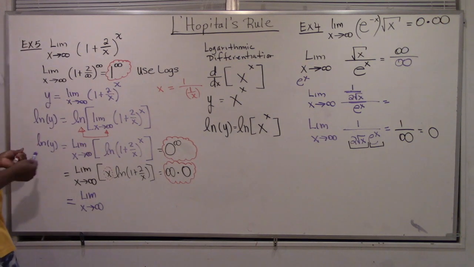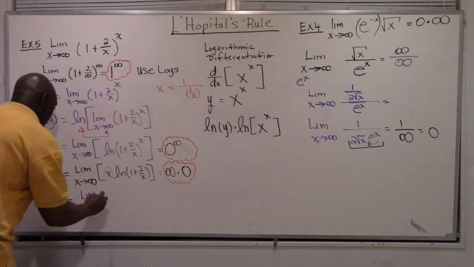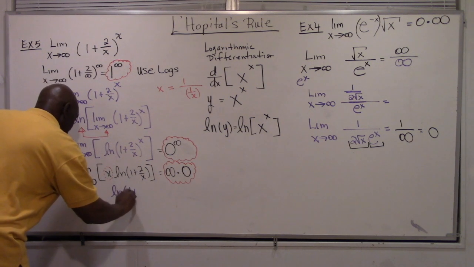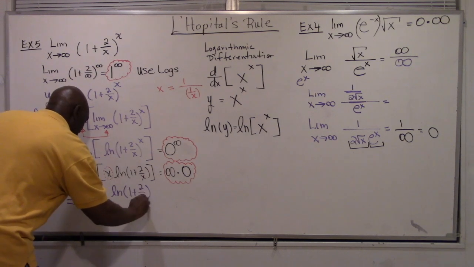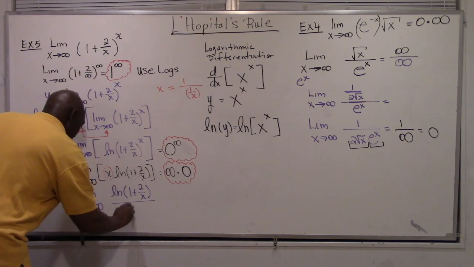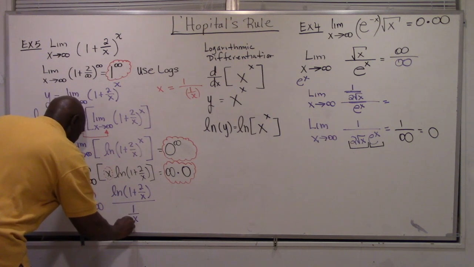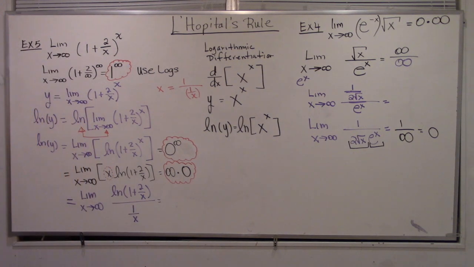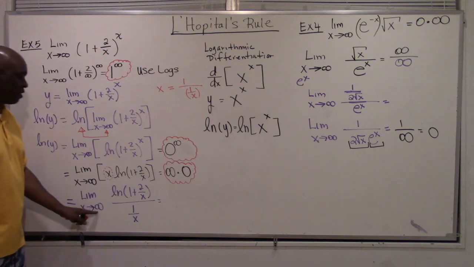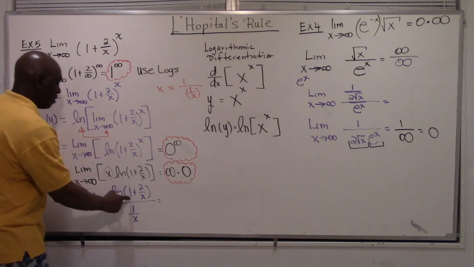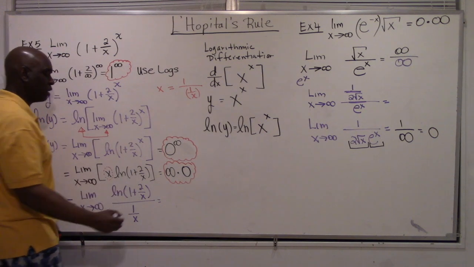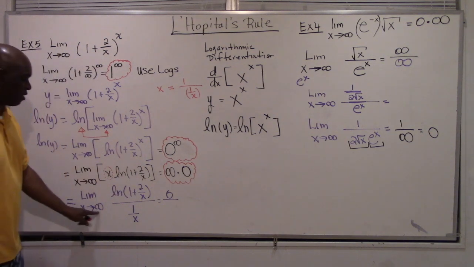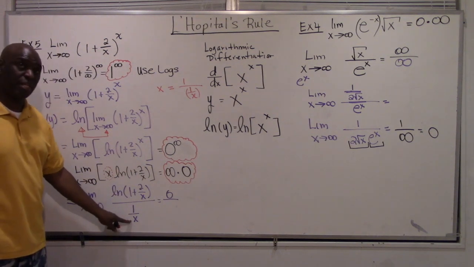All right, here we go. So now we have the limit of the natural log of 1 plus 2 divided by x, and all this is divided by 1 over x. Is that L'Hopital ready? Let's plug in infinity now for x. This is going to give me 1 plus 0. The natural log of 1 is 0, divided by, take infinity and put it right here, 1 over infinity is 0.